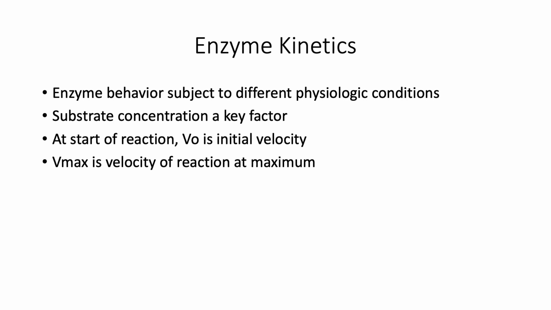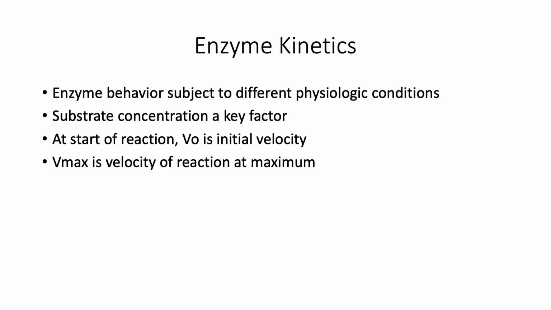So, enzymes are proteins, and proteins are affected by their surrounding conditions. So the enzyme behavior, whether it works effectively or not, is subjected to different physiologic conditions. The most critical of these is the substrate concentration, how much substrate is around. And when we look at substrate, we have, as I showed earlier, what's called the velocity, which is the number of molecules that are converted in a second, and there's a rate constant. At the very start of a reaction, we talk about V naught, which is the initial velocity, and then Vmax is the velocity of the reaction at the maximum.